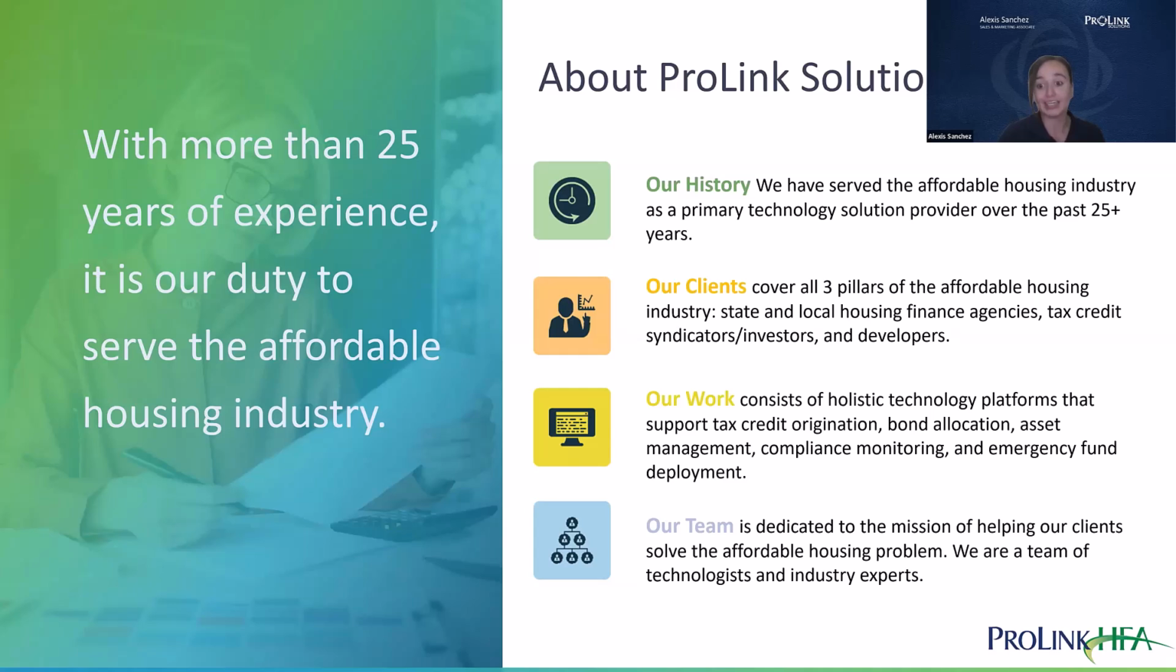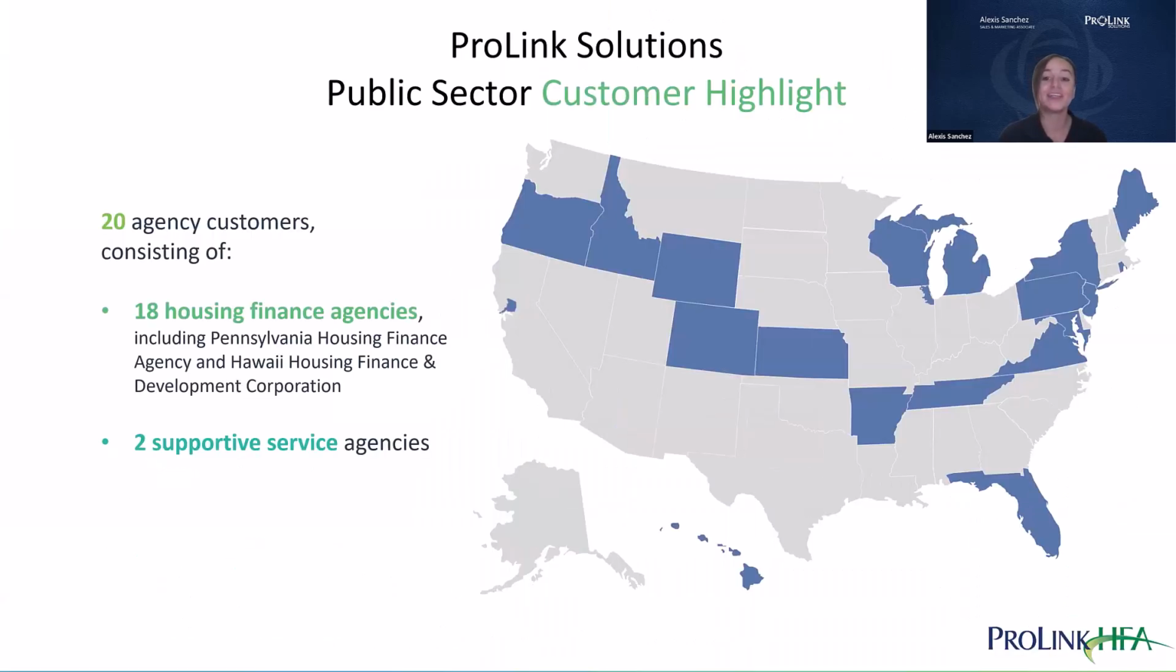We also have a great team of employees who are dedicated to helping our clients solve the affordable housing problem. Our team consists of technical experts around affordable housing. Many have been with us for 10 and 15 years plus. They speak your language and they know this business. Now, this is a high-level picture of the agencies that we support across the United States with ProLink HFA. We're currently supporting 18 housing finance agencies and 2 supportive service agencies that are located in California and New York.